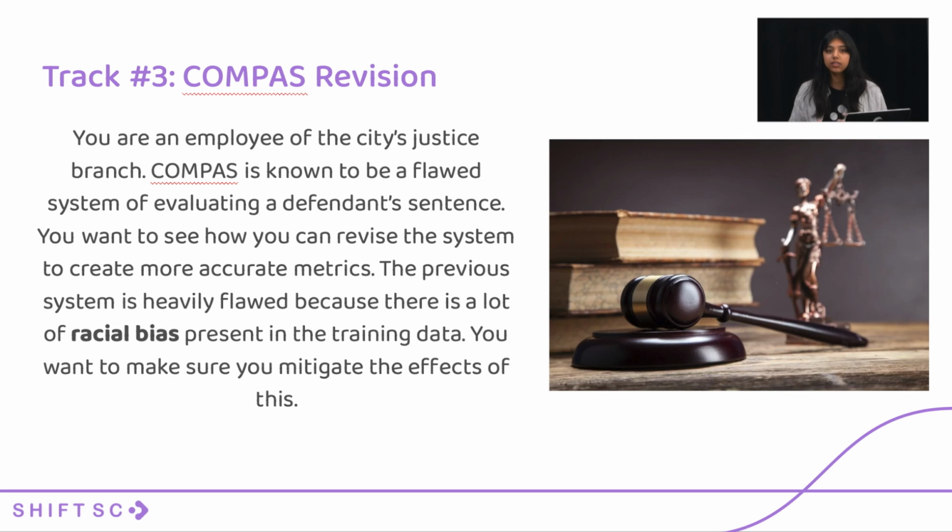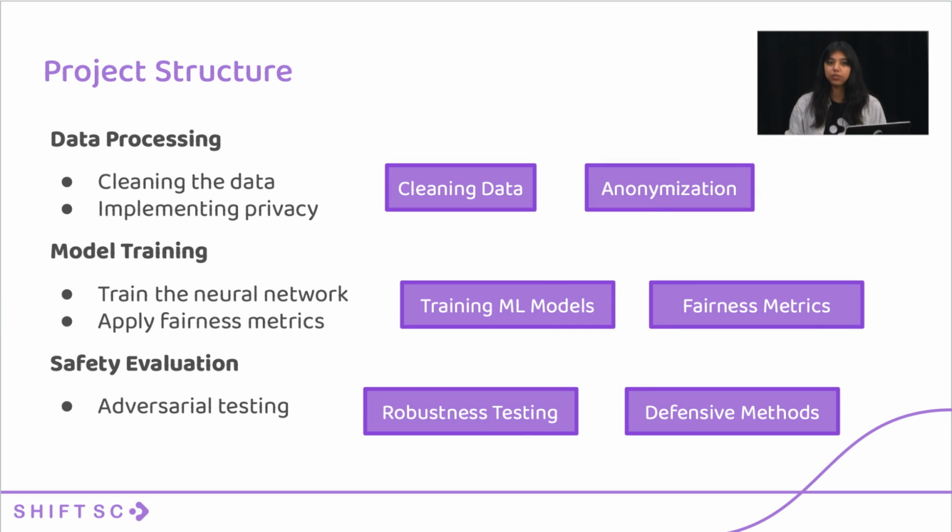So as someone that works at a judicial court system, your task is to go ahead and revise this COMPAS system to attempt to get better recidivism scores. So once again, the important considerations you have to keep in mind is you want to make sure that there is no racial bias implicit in your systems. And once again, since you're dealing with very sensitive information, you want to ensure that the defendant's data is kept secure and private.